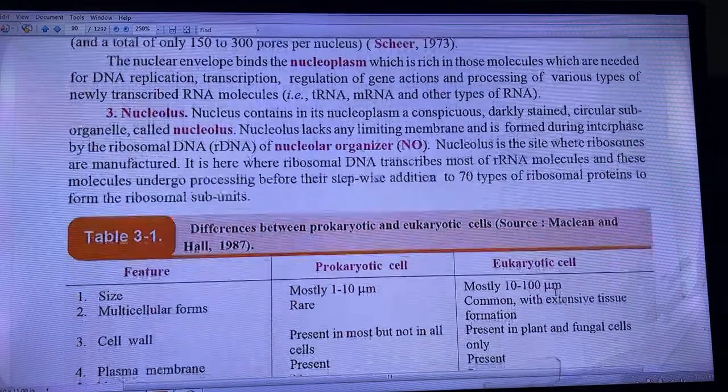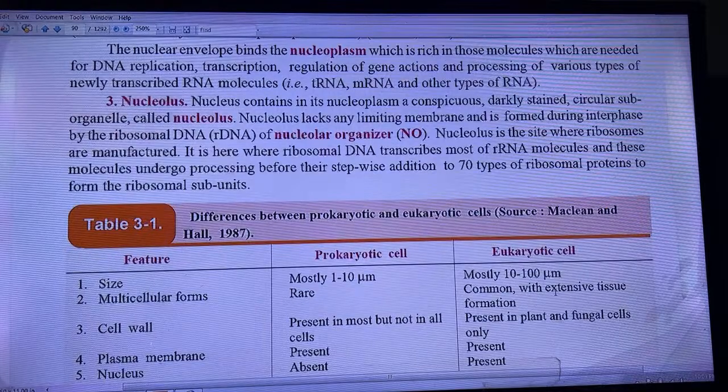The nuclear envelope bounds the nucleoplasm, which is rich in those molecules which are needed for DNA replication, transcription, regulation of gene actions, and processing of various types of newly transcribed RNA molecules, transfer RNA, messenger RNA, and other types of RNAs. Nucleolus. Nucleus contains in its nucleoplasm a conspicuous, darkly stained circular suborganelle called nucleolus.